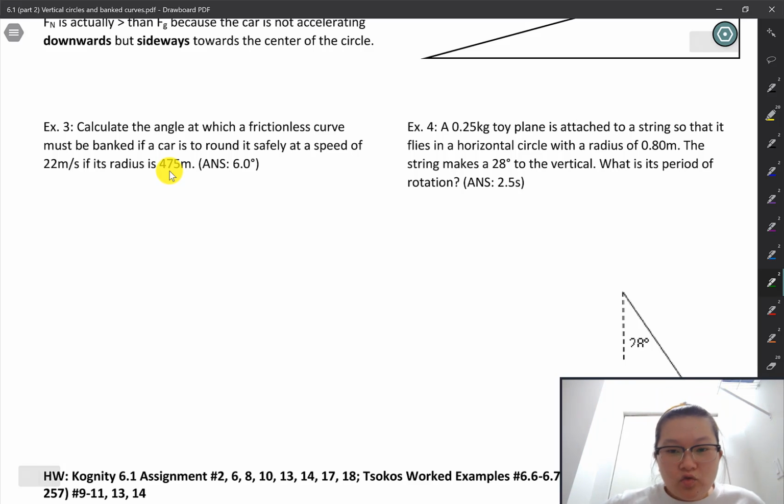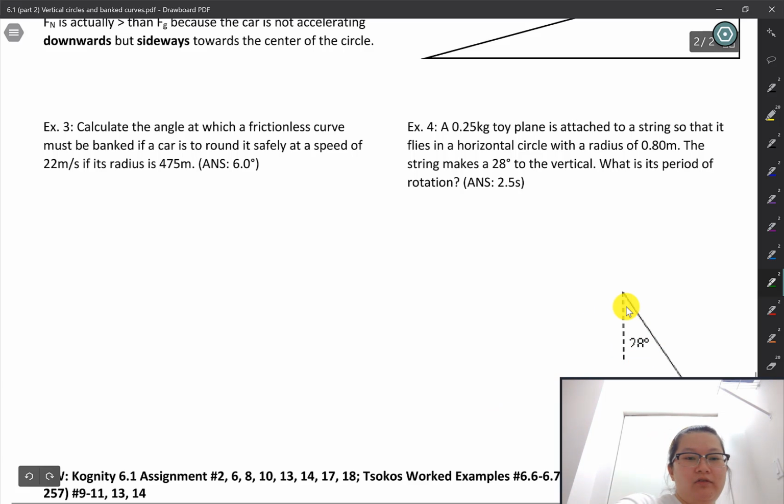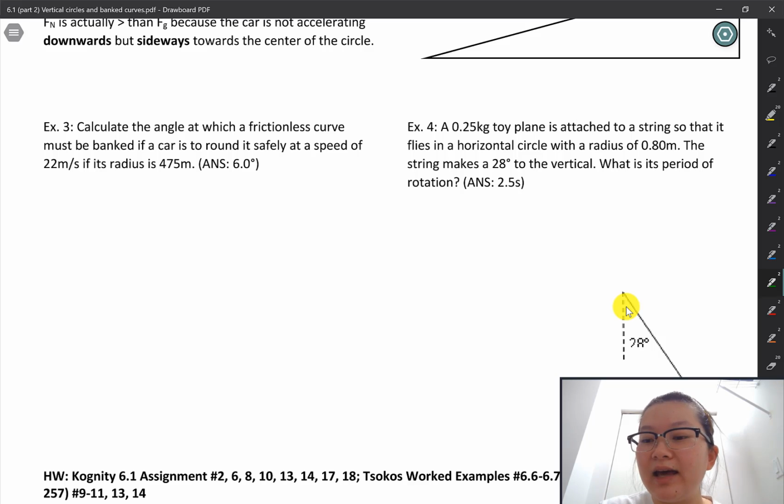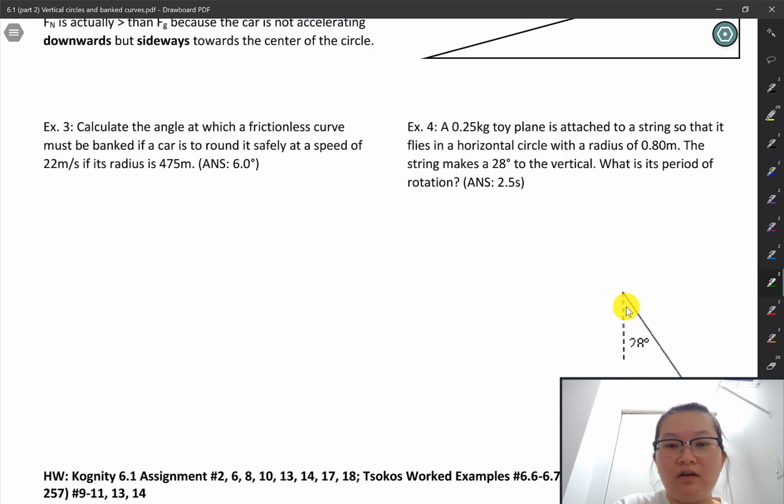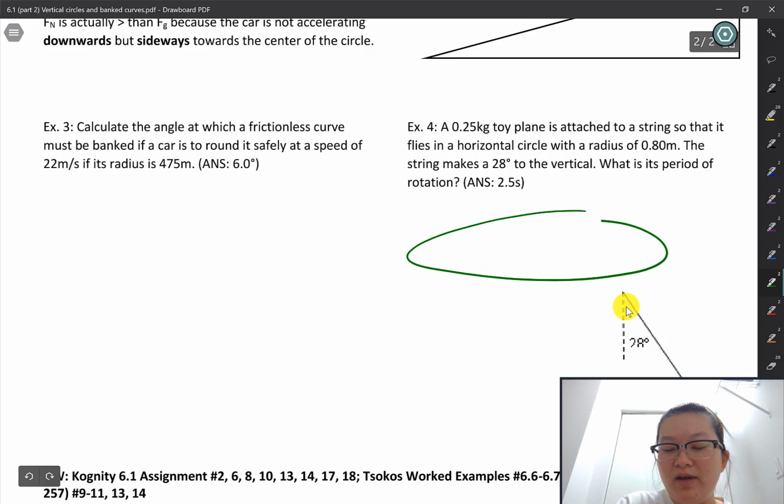Okay, so let's draw a diagram. And I probably will need a little bit more space, so I might have to draw all over here as well. Okay, so imagine that I have a banked curve. So a car would be traveling, so let's draw it over here. So imagine this is a stadium, okay, and here's the banked curve.